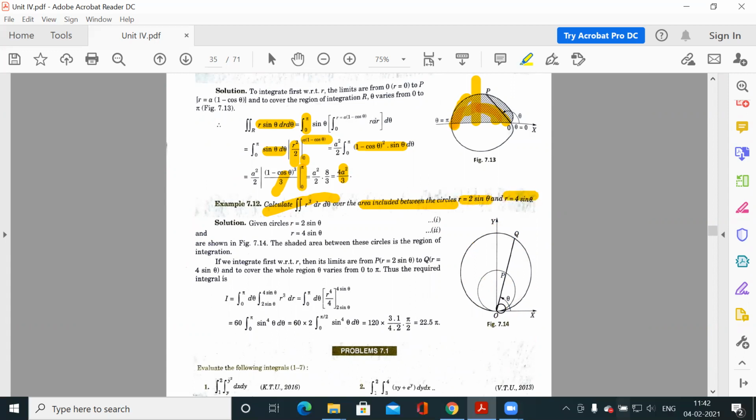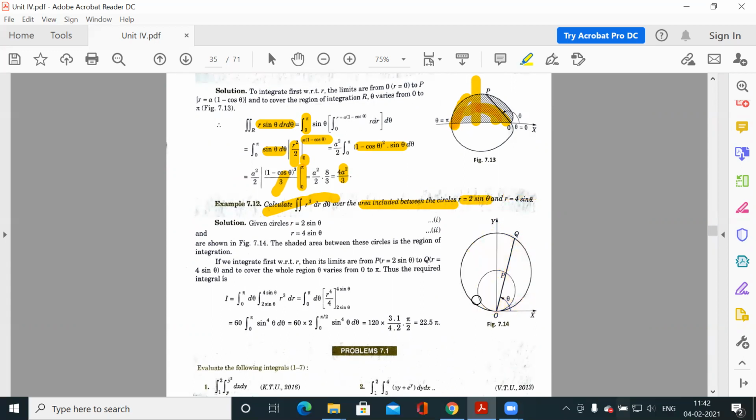For now, assume that r is equal to 2 sine theta is a circle above the x line like this, and r is equal to 4 sine theta is also a circle above the x line like this. So the area between these circles, that means our area, is this. Clear? Now find the limits of r and theta here.